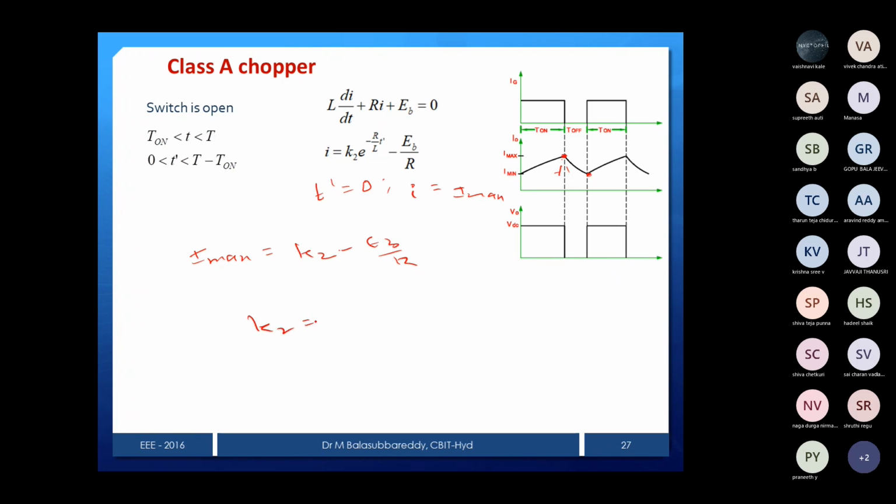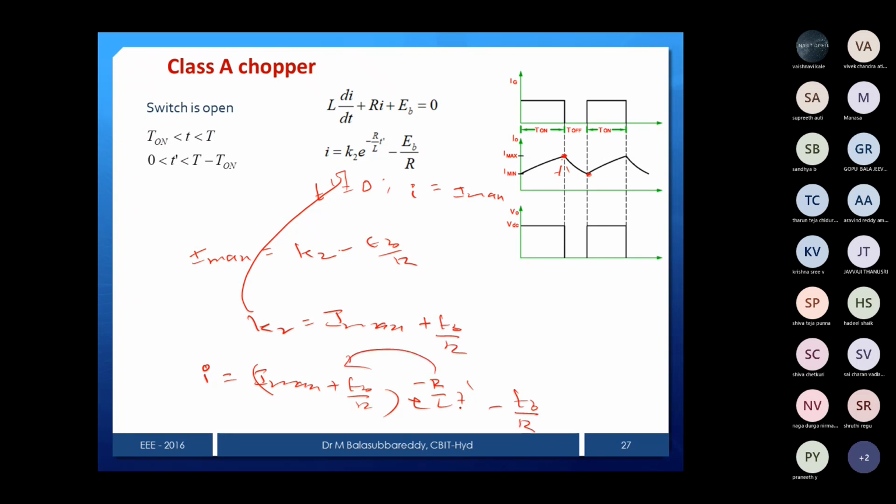Now from this, K2 is equal to I max plus EB by R. This K2 again substitute here. Then we get I is equal to I max plus EB by R, this total I call K2, times e power minus R by L into T dash, minus EB by R. And again you can simplify it this way and take common minus EB by R. Then we get 1 minus e power minus R by L into T dash.